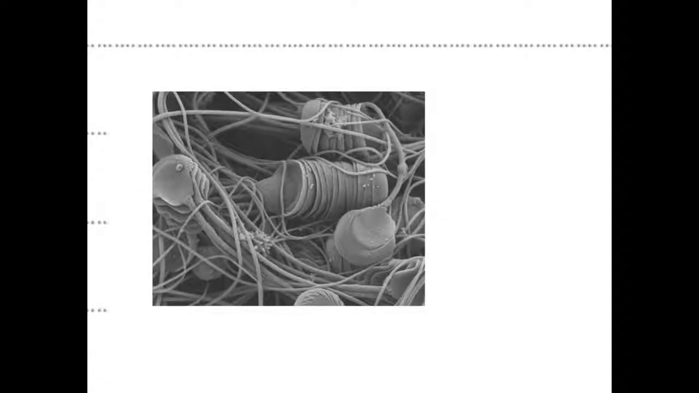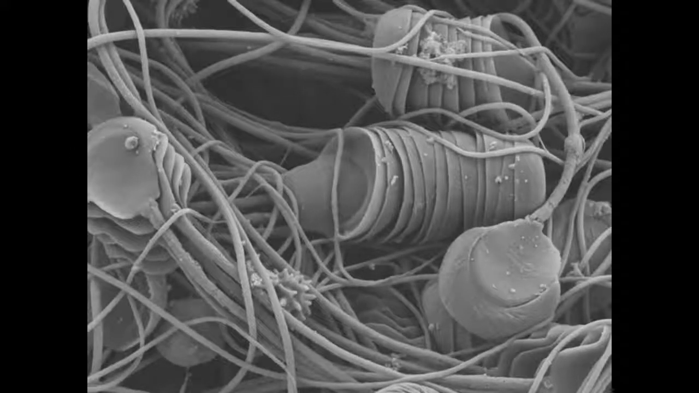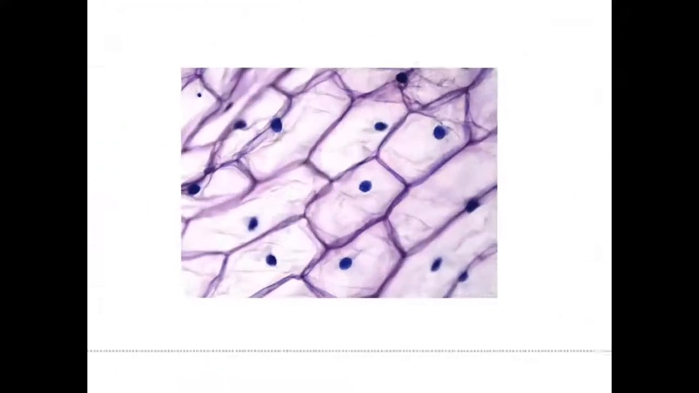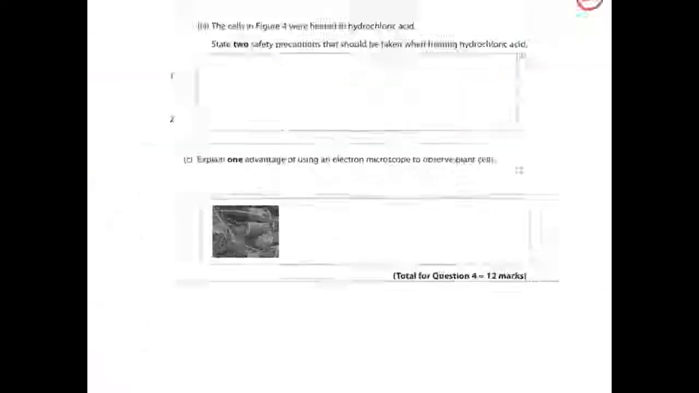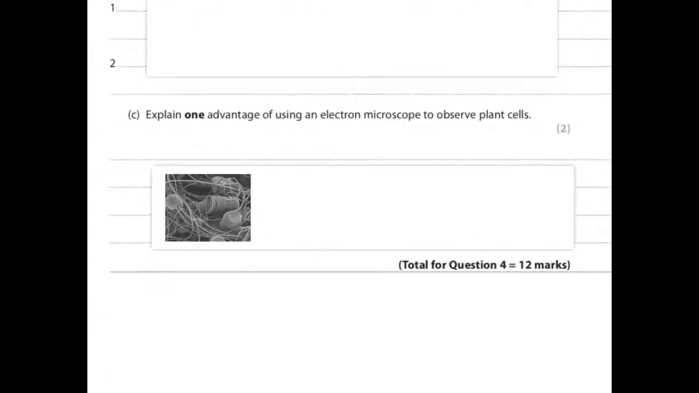Another explain question. Explain one advantage of using an electron microscope to observe plant cells. So electron microscopes allow you to see things in much higher resolution, much higher magnification, so you can see things in much finer detail than a light microscope. So you can see this compared to something like this. Anyway, so explain one advantage of using electron microscope.